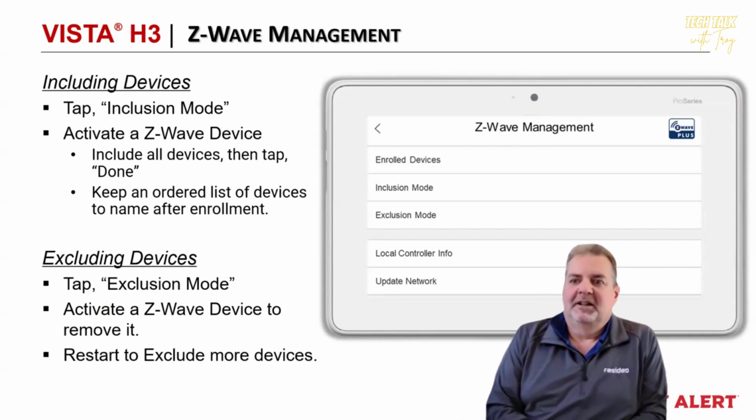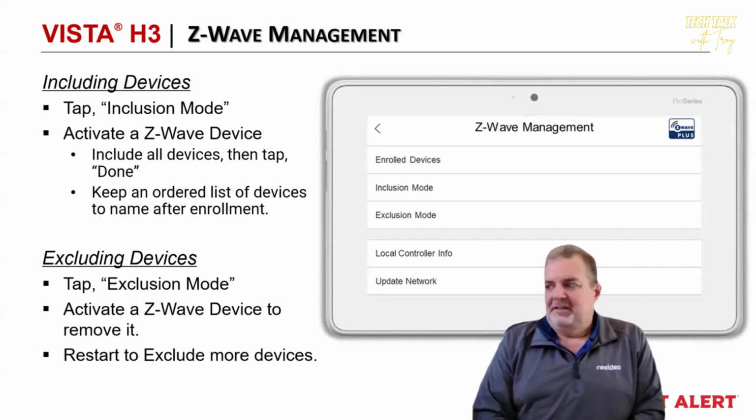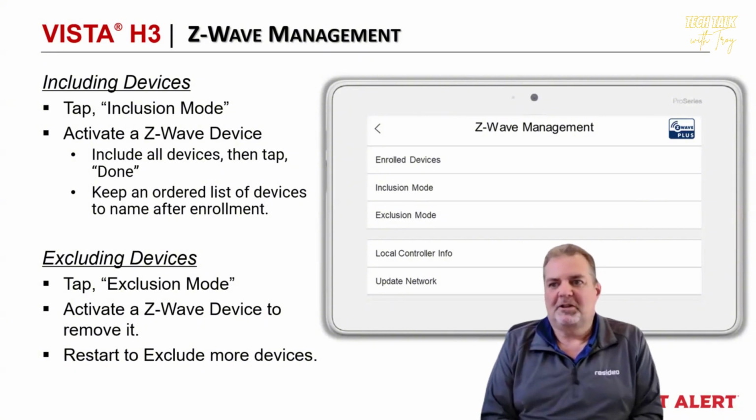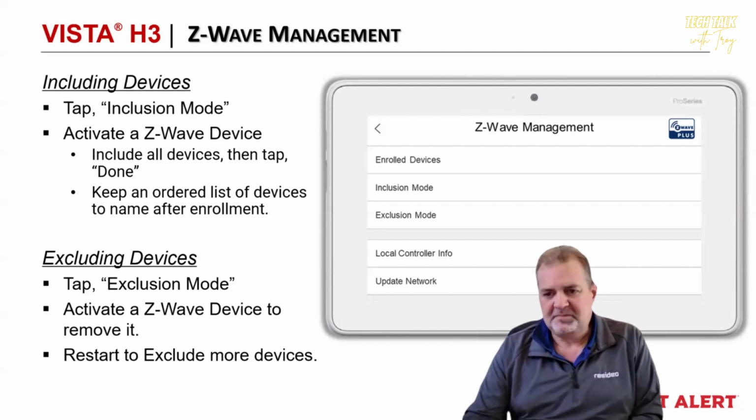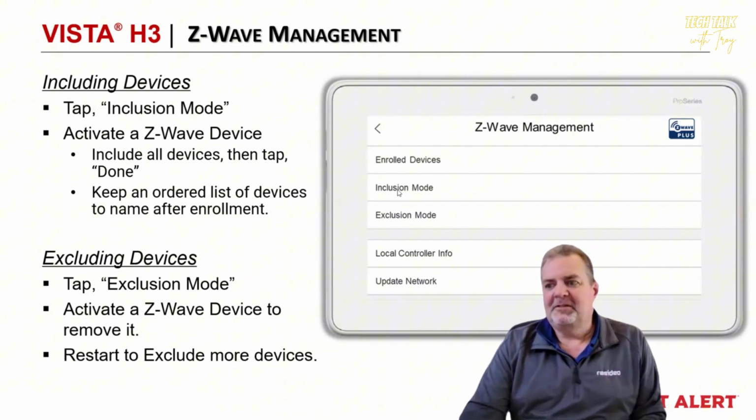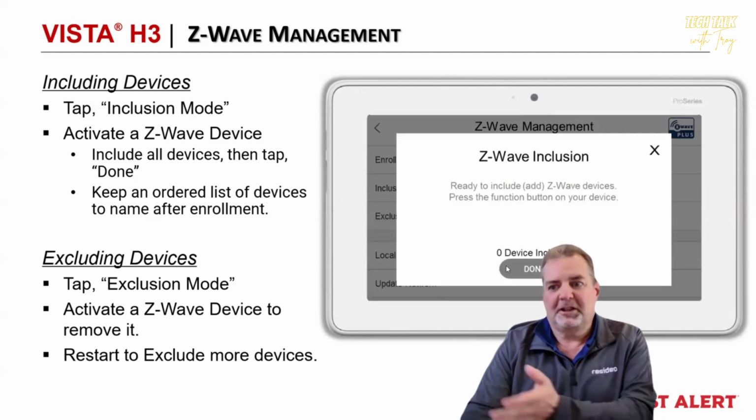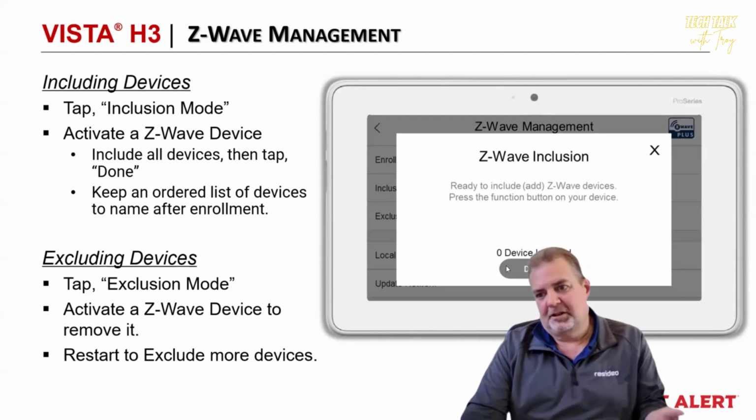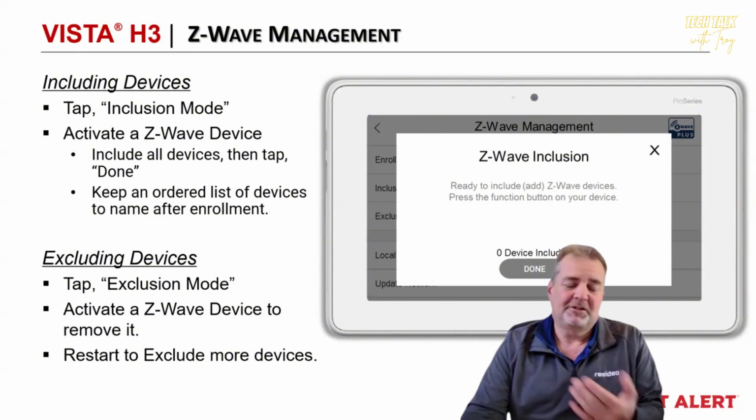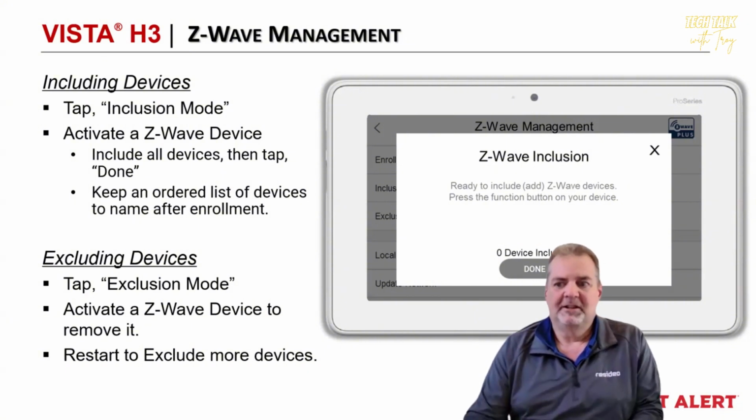Okay. Getting close to the end of the programming section here, I want to talk about Z-Wave management or Z-Wave devices. To include Z-Wave devices, of course, we can go into inclusion mode. And in inclusion mode, it stays here while you're including all of your devices. So you can go through and include multiple devices. Remember the order that you include them, so you can go back and give them a name.